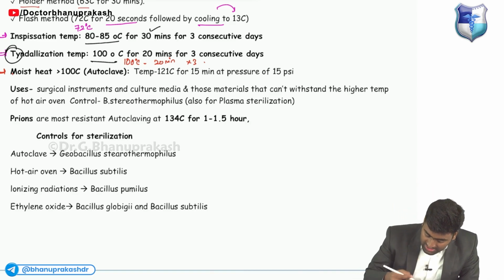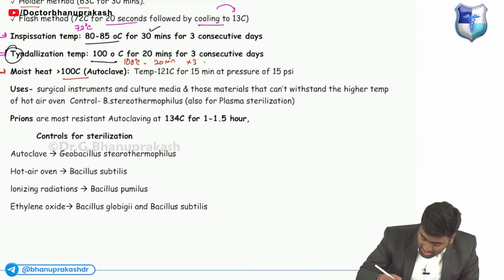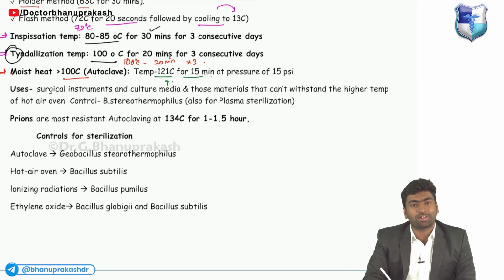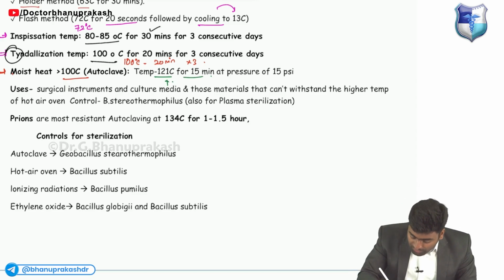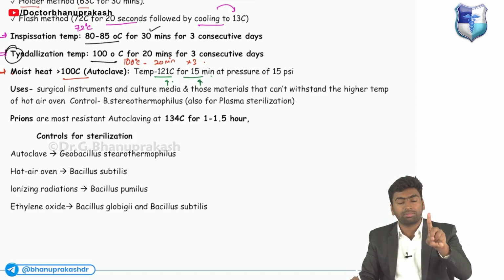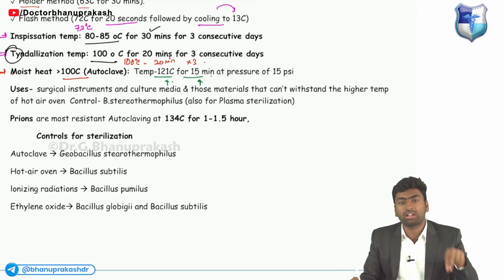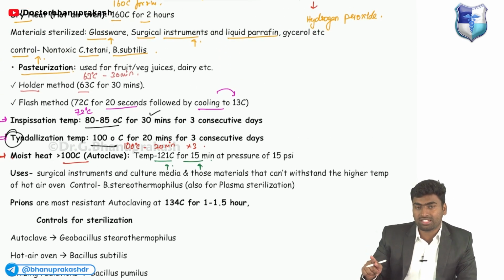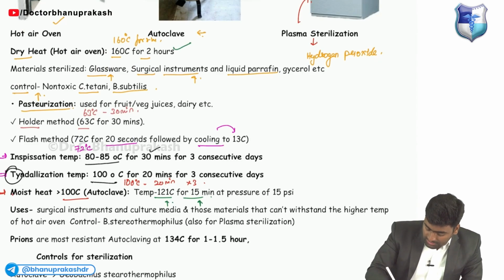And usually this steam will be under pressure, like a pressure cooker. It will be done at a temperature of 121 degrees Celsius for 15 minutes. Remember, it is for 15 minutes and 15 psi. 121, 15 minutes, 15 psi. Whereas dry heat is 160 degrees Celsius for 2 hours.